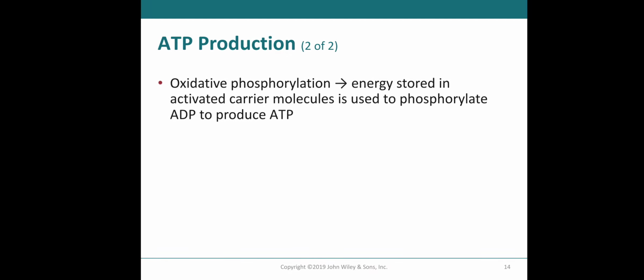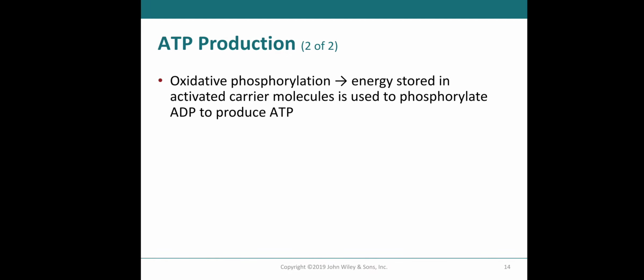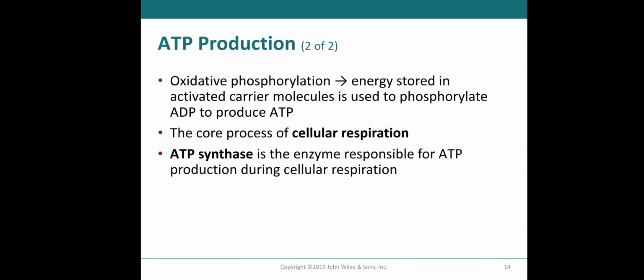Another way to produce ATP is through oxidative phosphorylation. In oxidative phosphorylation, the energy stored in an activated carrier molecule is used to phosphorylate ADP to produce ATP. This one is for mass production of ATP. This is the core process in cellular respiration, in particular aerobic respiration. We have here a specialized enzyme, the ATP synthase. It's the enzyme responsible for ATP production during cellular respiration. So these are the ways we produce ATP.